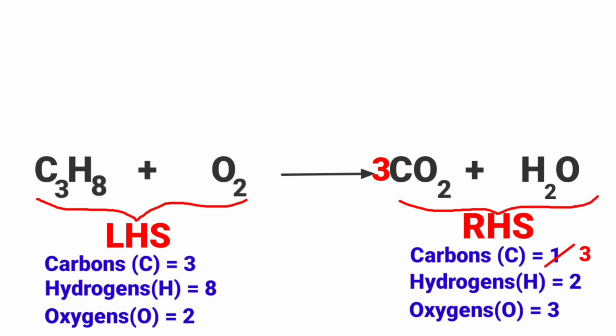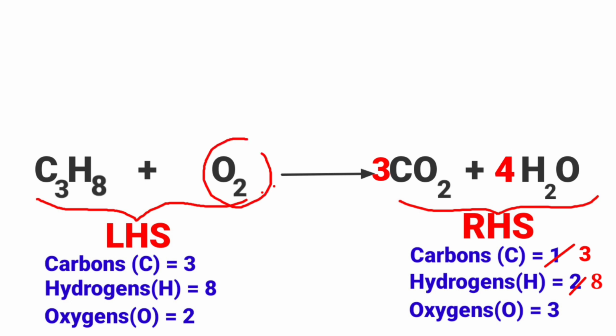Now look at the number of hydrogen atoms. There are 8 hydrogen atoms on the left but only 2 on the right side. By adding a coefficient of 4 to the H2O on the right, the hydrogen atoms get balanced.